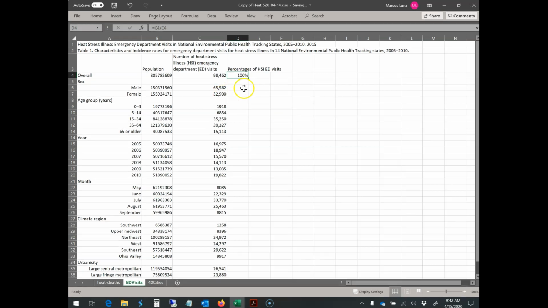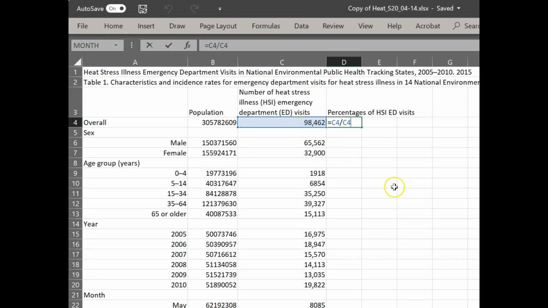What we want to know is, what do these represent? So we're going to use the same underlying denominator, so that means we want to hold it stable. So that means we put $ signs in front of the denominator.